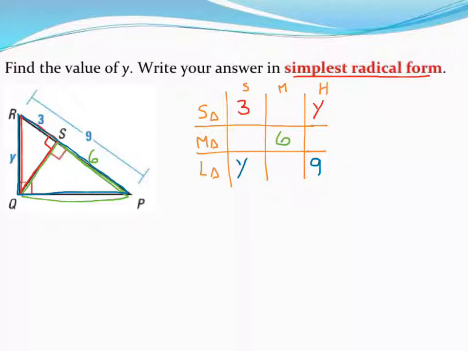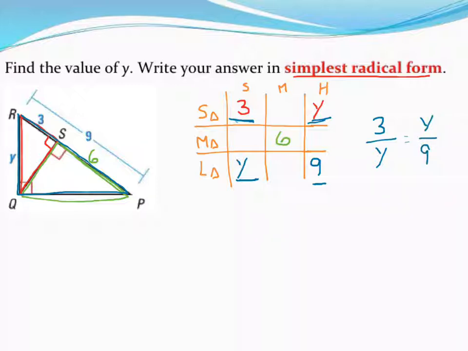The proportion that I'm going to write is I'm going to match up 3 and y, so the first and third columns in my chart. So I want to find another spot where I can use the first and third columns, and that's down here. So I'm going to match up 3 over y equals y over 9 for my proportion.